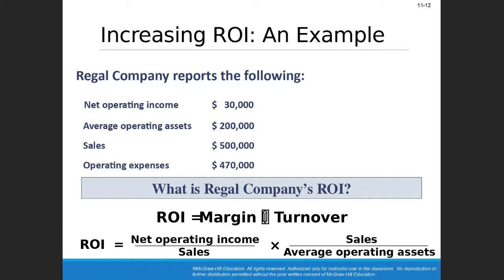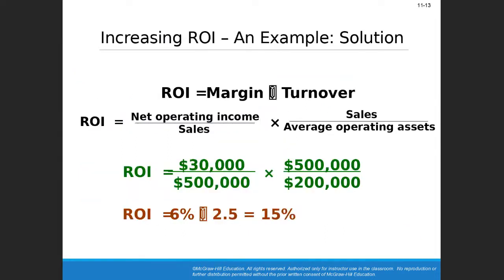All right, here you go. Here's an example. We have a company and their net operating income is 30,000. Their average operating assets is 200,000, and sales are 500,000 and operating expenses are 470,000. So what's our ROI? Well, ROI is net operating income divided by sales times sales divided by operating assets. You do this first, then this, right? Parentheses first, so you do these two, then you multiply them. Or you could just take 30,000 divided by 200,000. But we're looking at it as margin times turnover.